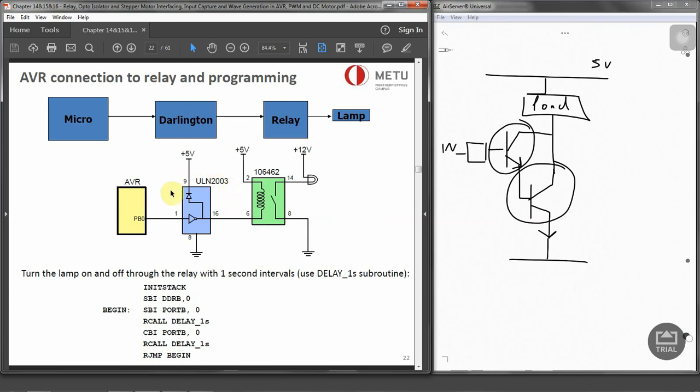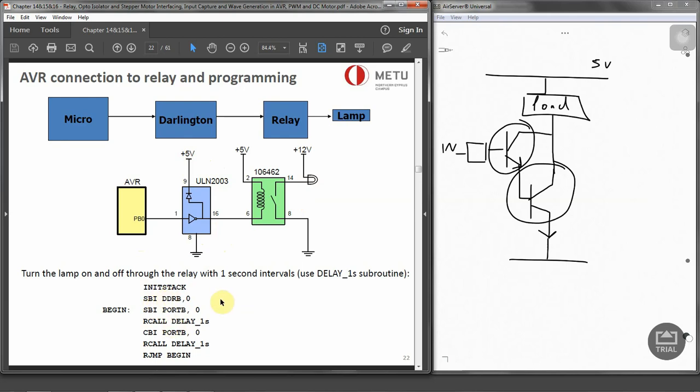So ULN2003 is the Darlington driver, which is available on the market, and we can place it in between the relay and the microcontroller. So if you want to turn on the lamp using a relay, the code is really simple. We are setting the port to be a 1 or 0, like we are setting an LED to be on and off.